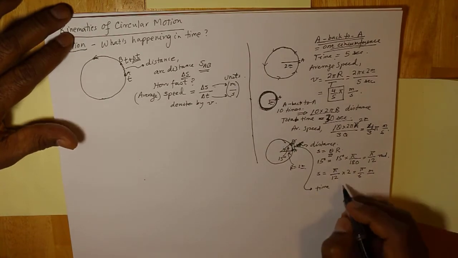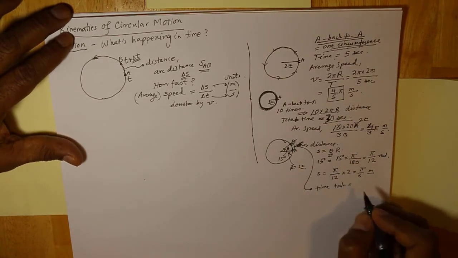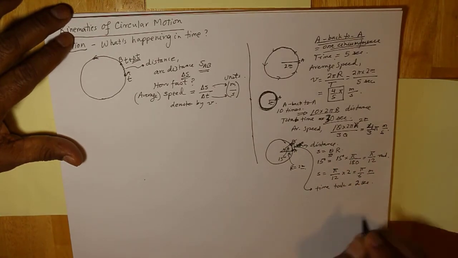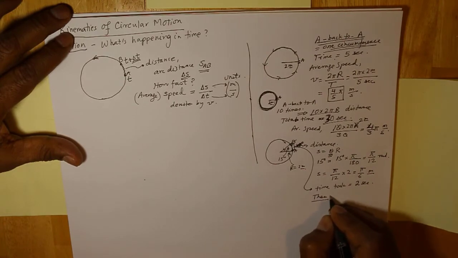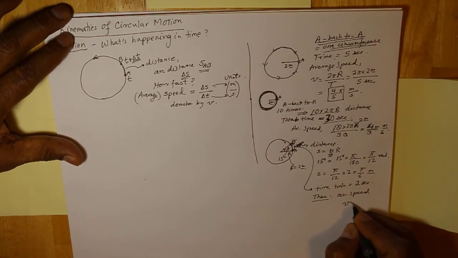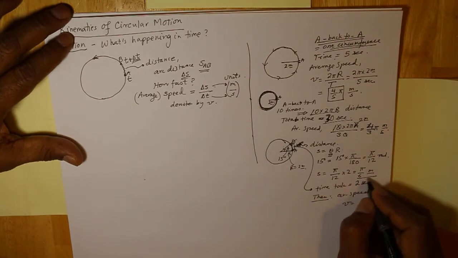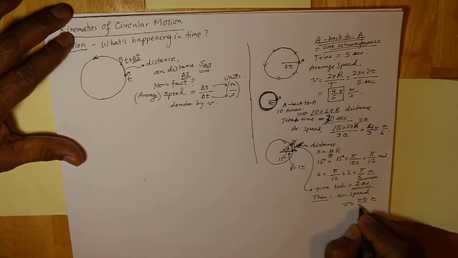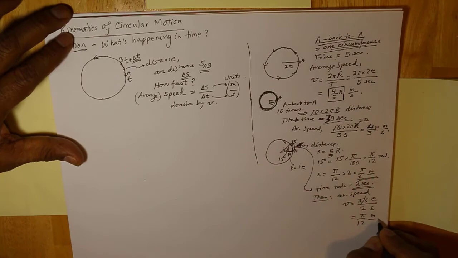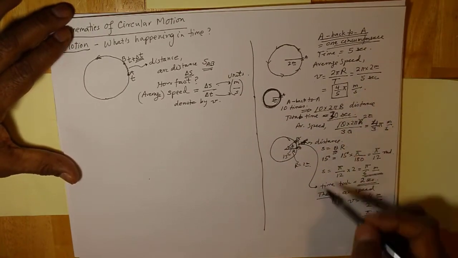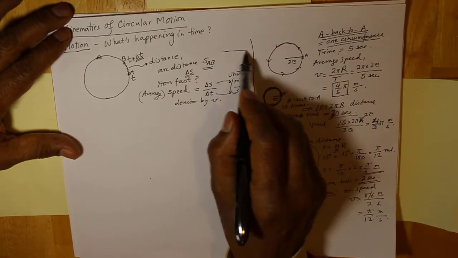Say the time taken was maybe only 2 seconds. Then the average speed will be how much distance I went, pi over 6 meters, in the time it took, 2 seconds. So this is pi over 12 meters per second. Okay, so that's how we use speed.